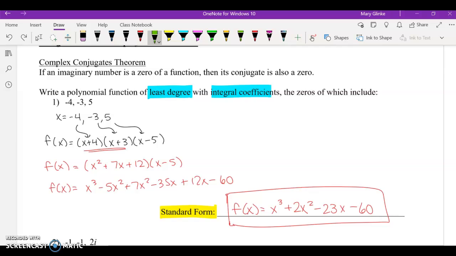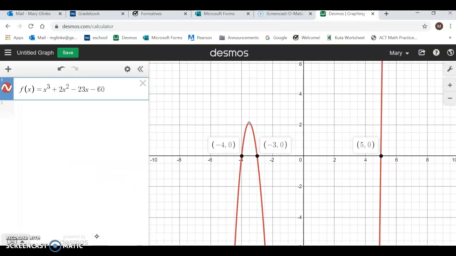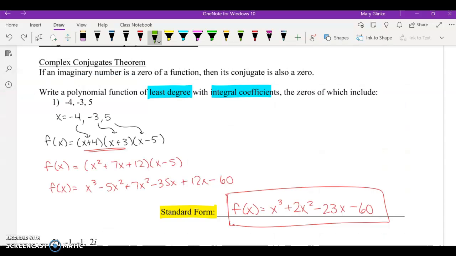Lastly, once you do this, if it's in standard form, you can always check your answer by graphing it. So notice how I have f of x equals x cubed plus 2x squared minus 23x minus 60. And notice your x-intercepts here are -4, -3, and 5. And if you compare that to what we started with, -4, -3, and 5 match up. So graphing helps you check your answer.